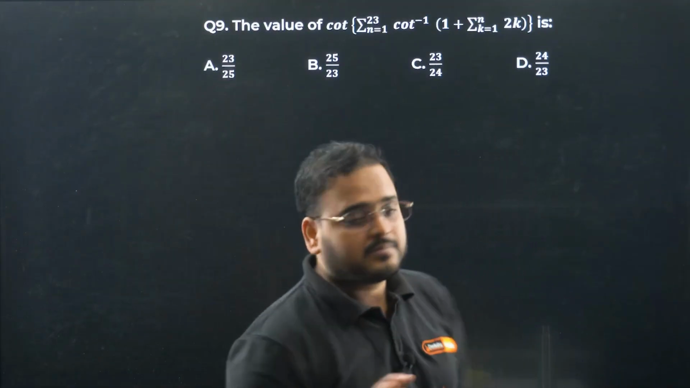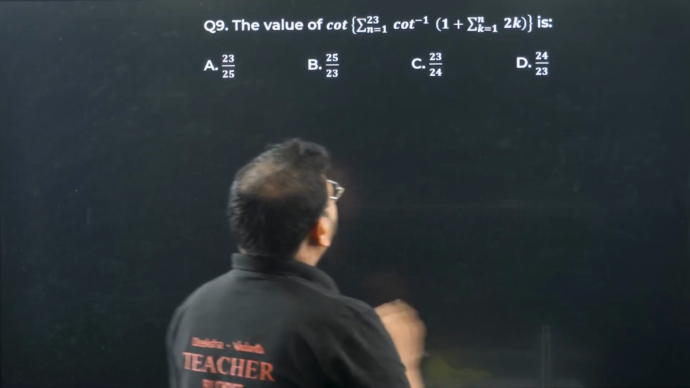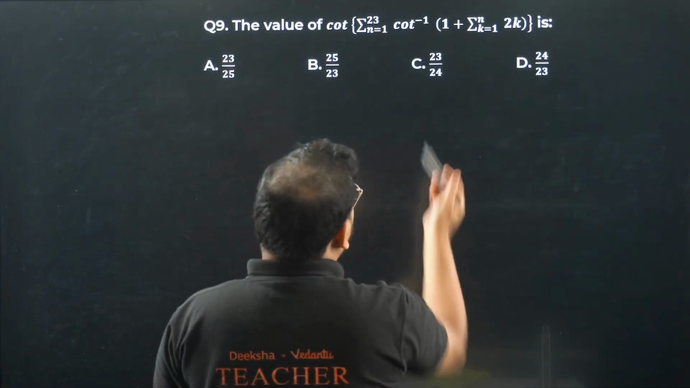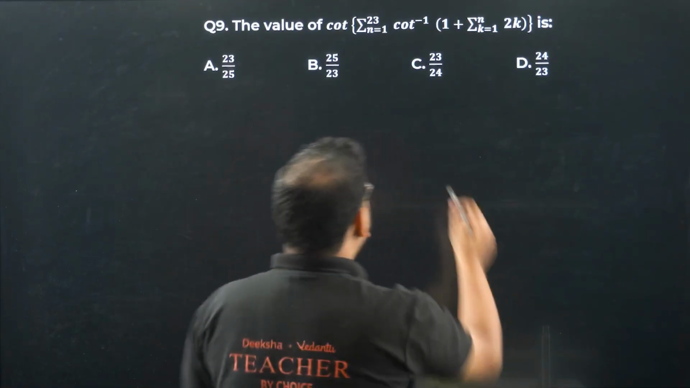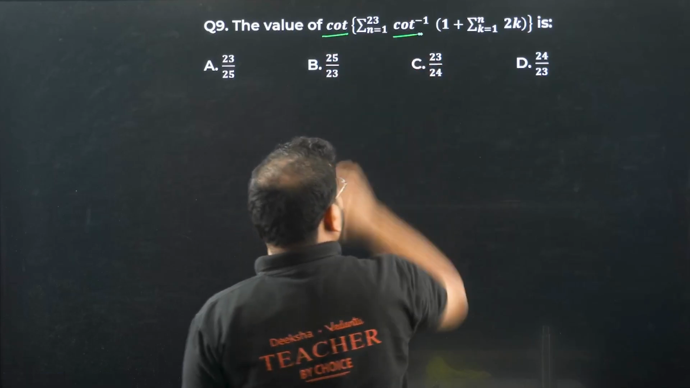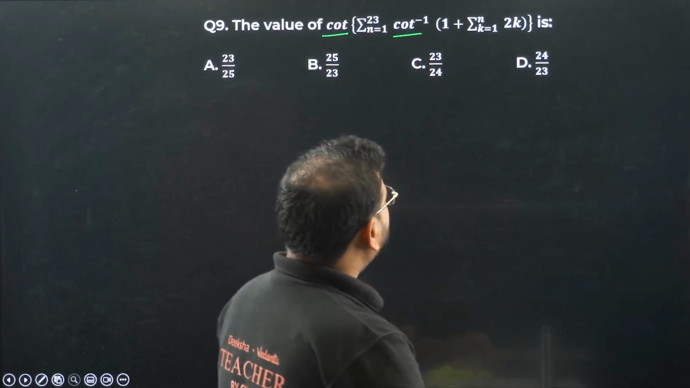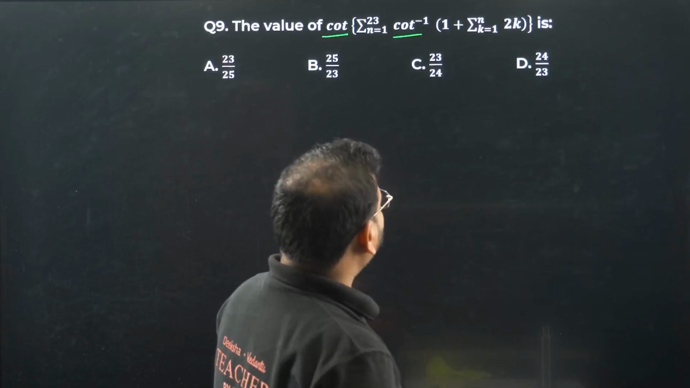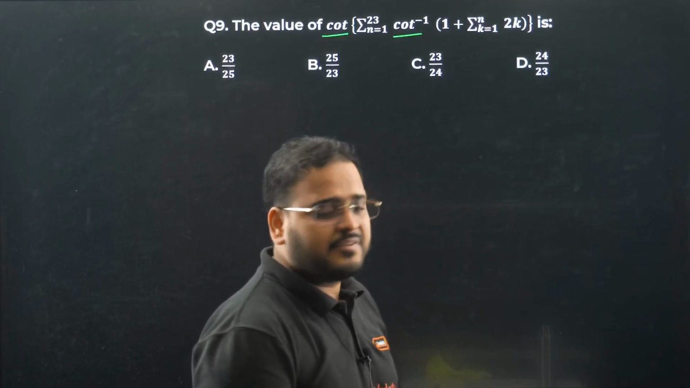Now, the value of cot of summation from 1 to 23, cot inverse operating on 1 plus summation k equal to 1 to n, 2k. Is it difficult? Not at all.